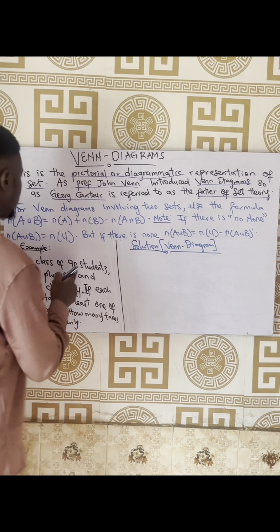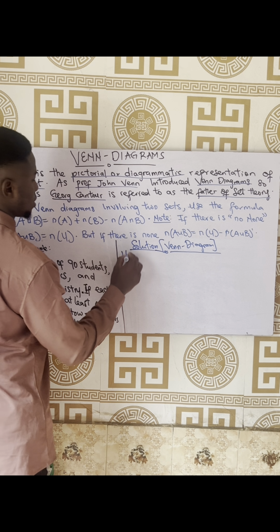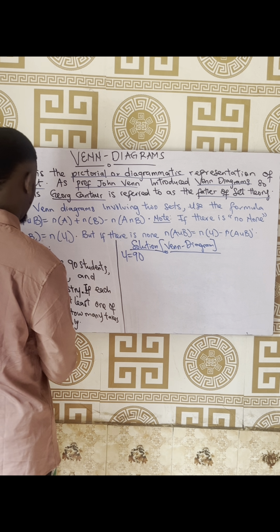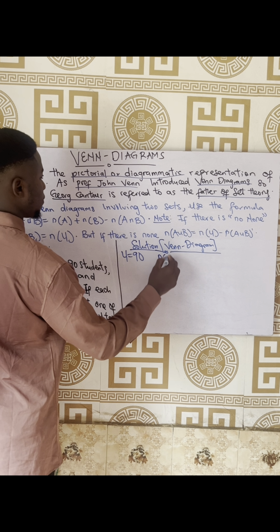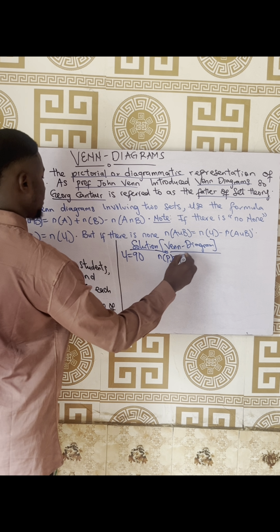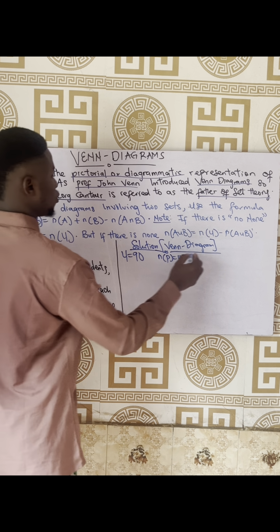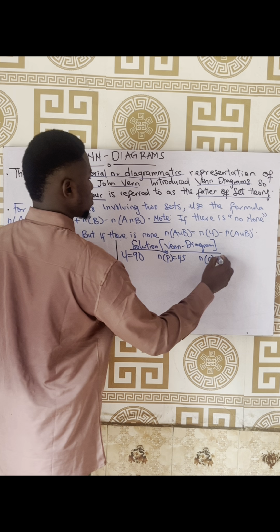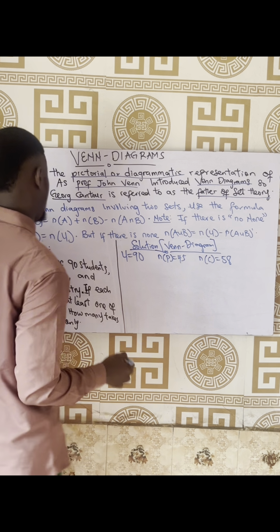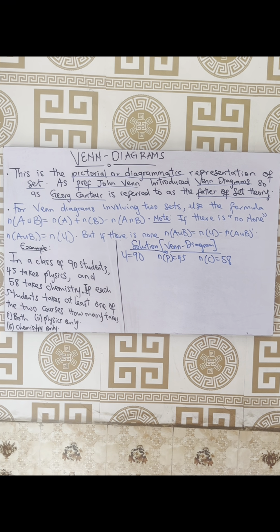So they say in a class of 90 students, this simply means that the universal set is equal to 90. 45 take physics, so the number of physics is equal to 45, and 58 take chemistry, so the number of chemistry is equal to 58. Now, if each student takes at least one of the 2 courses, how many take both physics and chemistry, and how many take only chemistry?